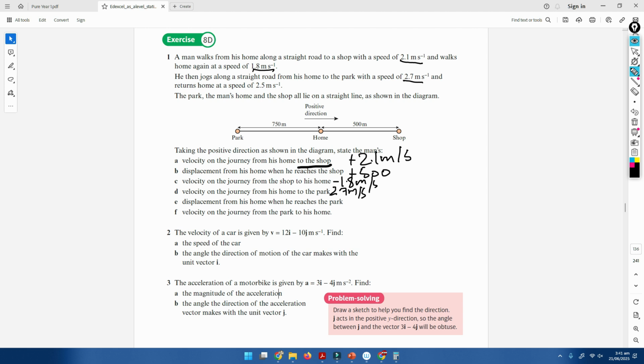Displacement from his home when he reaches the park. The displacement from home to the park is 750 meters in the negative direction, so it's negative 750.